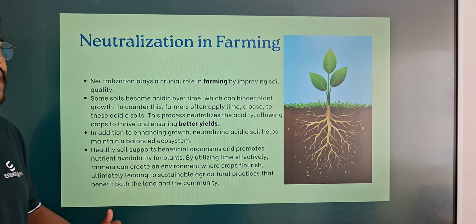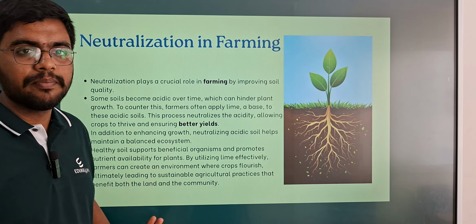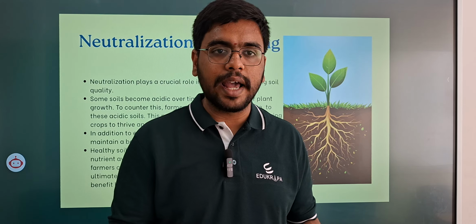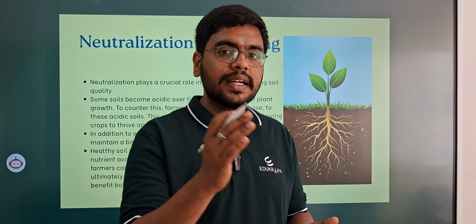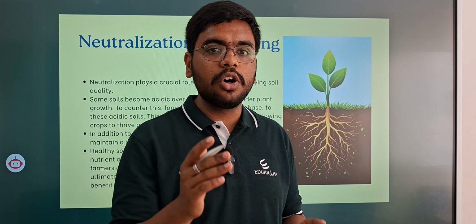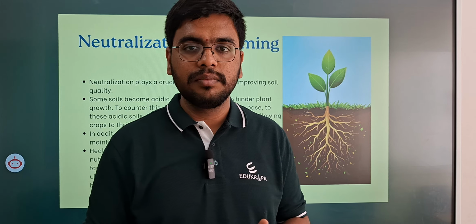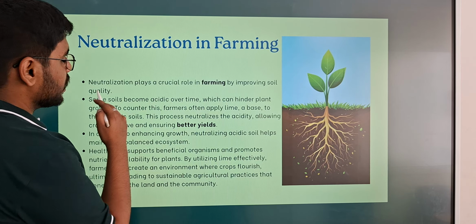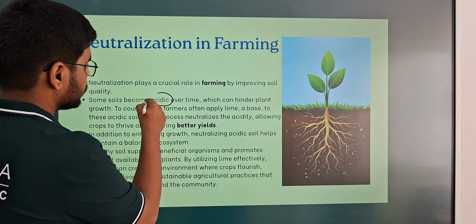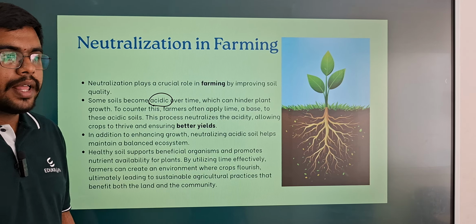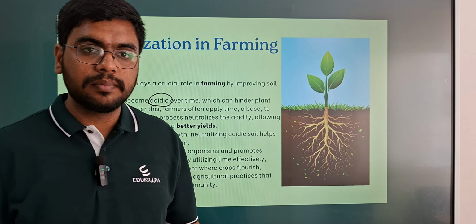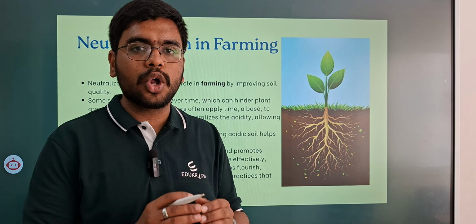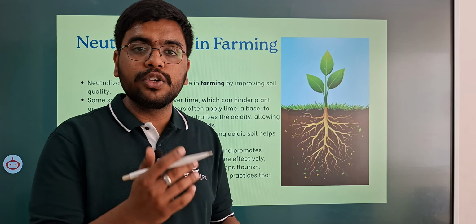Next, how does neutralization help in farming? Even in farming, in some cases, over time, soil will turn acidic or basic based on how a farmer is treating his soil. We'll take the example of acidity. If over time the acidity of the soil is increased, what will happen? The crops will die out sooner. If it is not treated properly, the crops will die out, thereby reducing the yield.